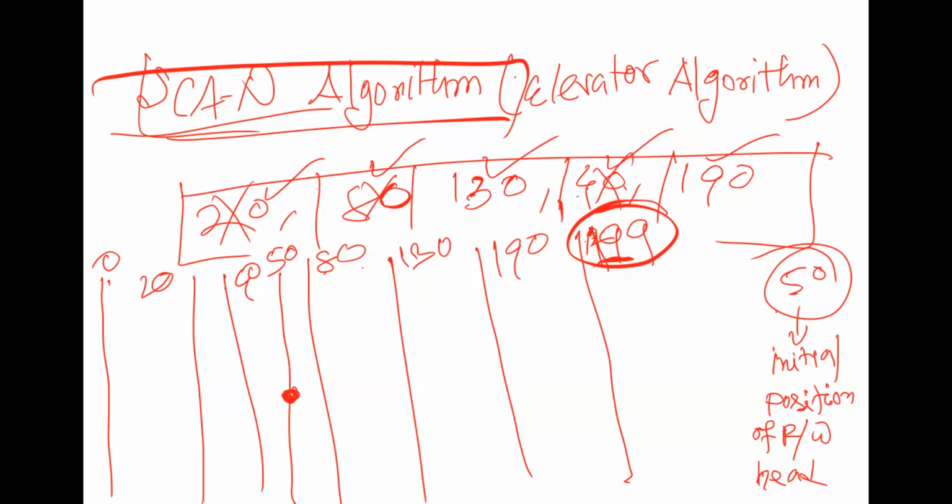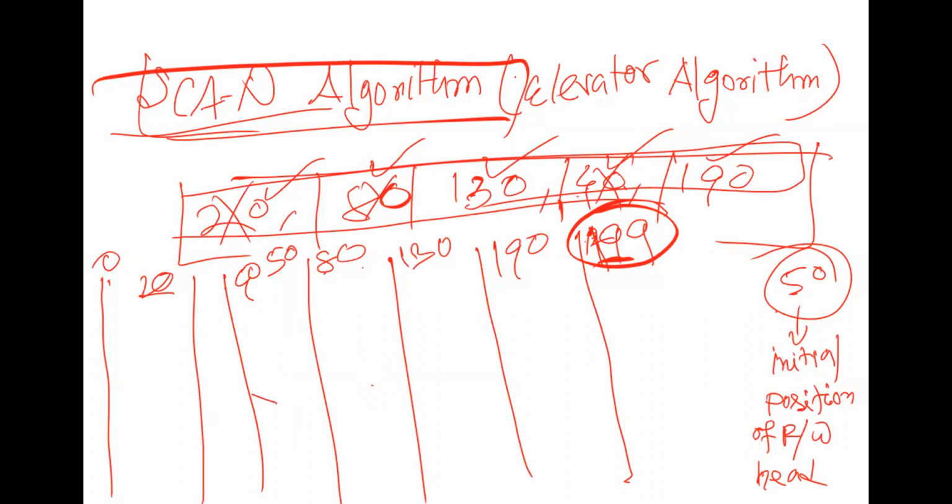Now let's see how it fulfills these requests, and how the SCAN algorithm actually works. As I said, it will go either this direction or that direction. Let's say it goes in this higher order direction, meaning it will go from 50 in this direction to complete all of these requests. It just scans through, goes through all of these, till 190.